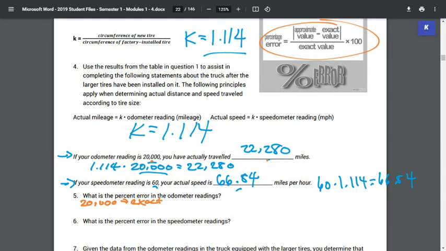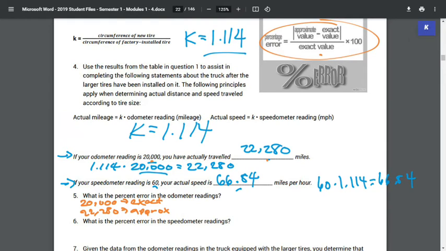And what that means is that that's exactly what our vehicle is telling us. And then what we found is an approximation of what we think it's going to be, or what we think it actually is. So we're going to basically substitute those numbers into that equation up there, and whatever number we get, that is our percentage error.